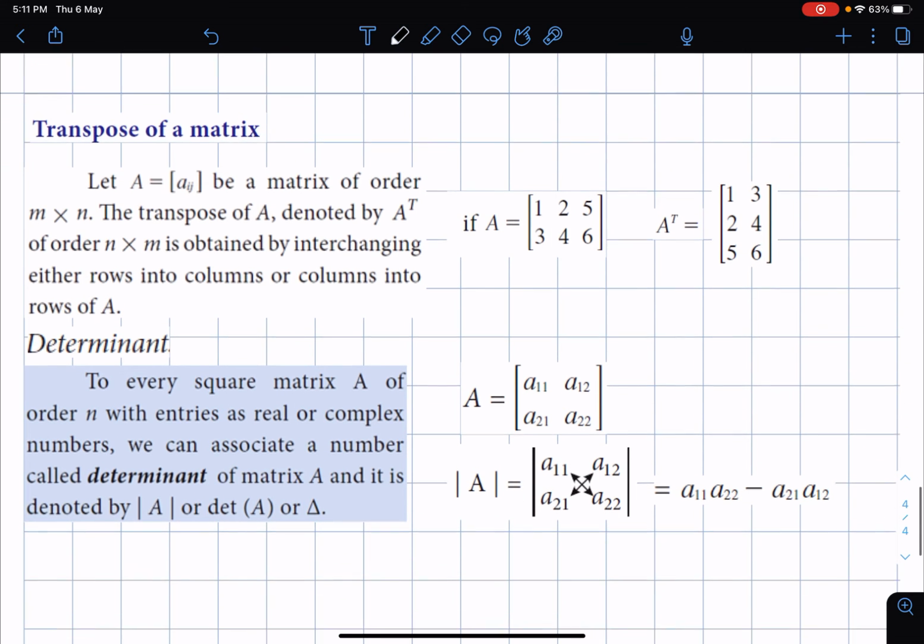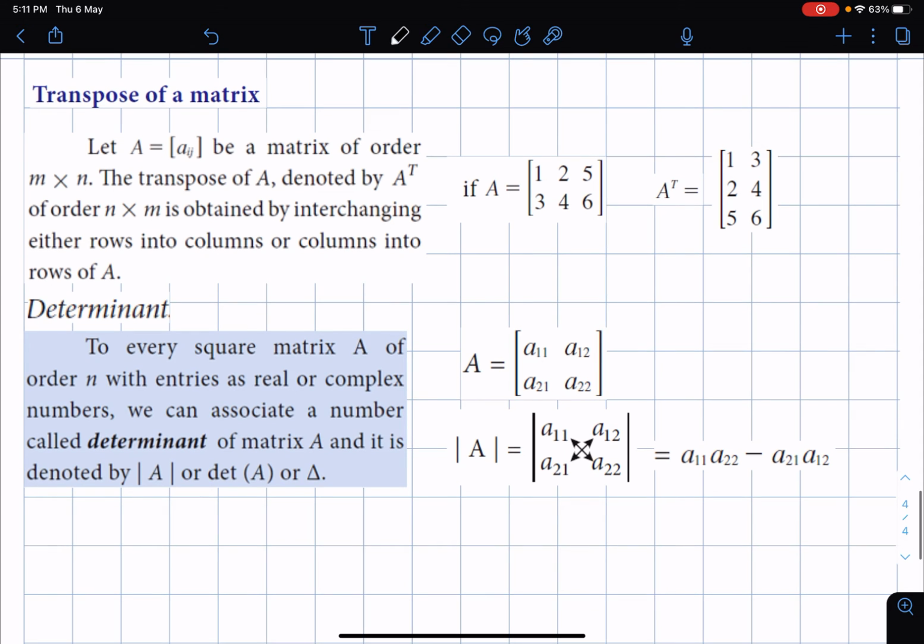Next, going to the transpose of a matrix. What is the transpose of a matrix? For A of order m cross n, the transpose of A is denoted by A T, that is, you superscript the T above A, and its order is n cross m. You consider this order is m cross n, and for the transpose it is just vice versa, n cross m.